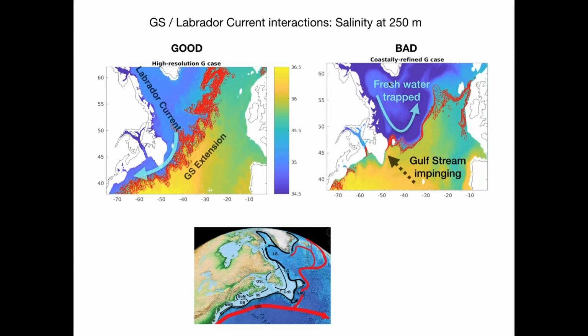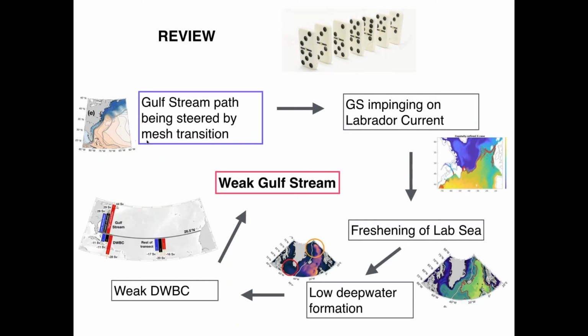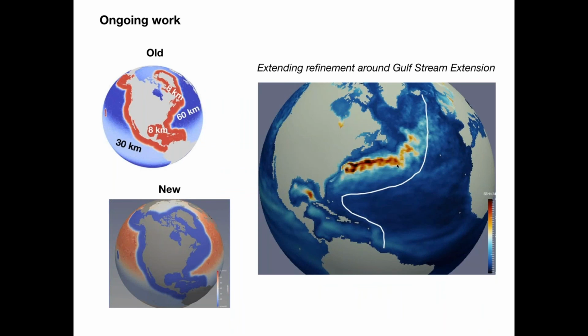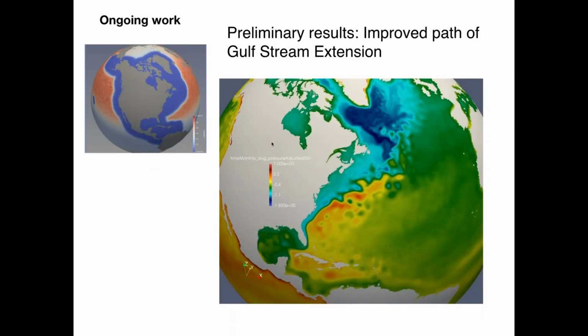So just as a review of these pieces, we could say that the Gulf Stream path is being steered too far inland, which is leading to the Gulf Stream impinging on the Labrador Current and freshening the Labrador Sea, turning off deep water formation, and this is leading to our weak overturning and our weak Gulf Stream. And so this is what has led to changing the mesh to have more room for the Gulf Stream extension to take a more realistic path.